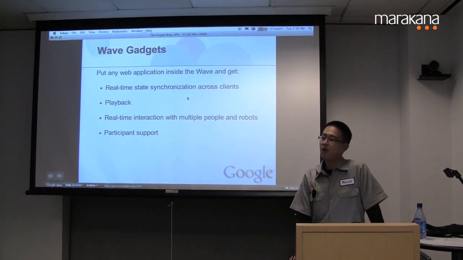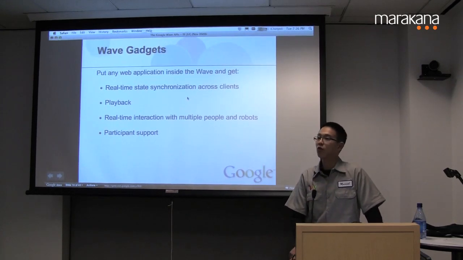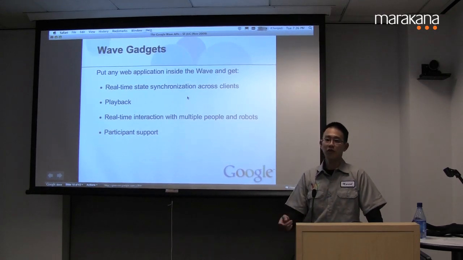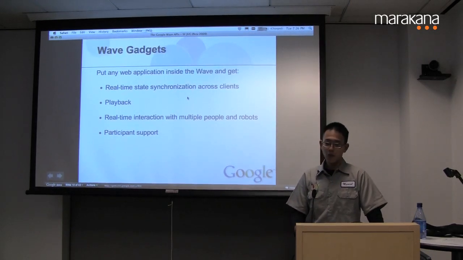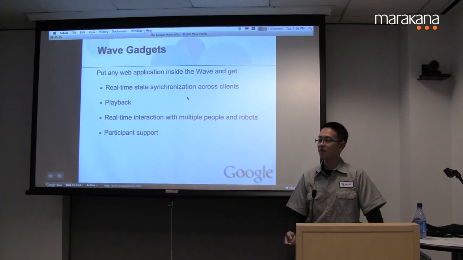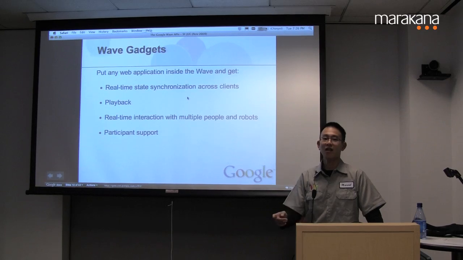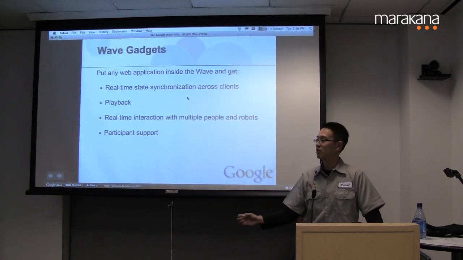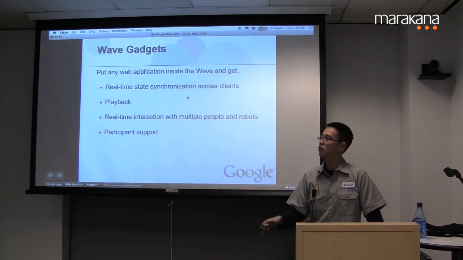Also, the gadget has playback support. It supports real-time interactions with different people, and also with robots. So with the combination of robots and gadgets, you can do different things. For example, say you can build a poker gadget with a robot, so that the different players cannot tell what's the state of the other player. So the robot can store the centralized information, and the gadget can just view the part that pertains to that particular viewer.